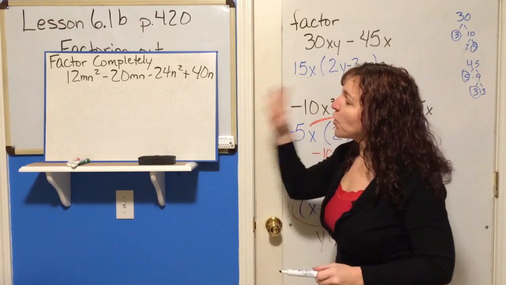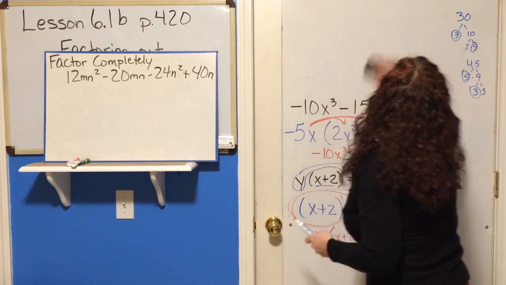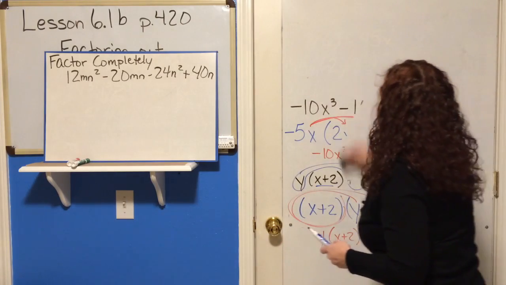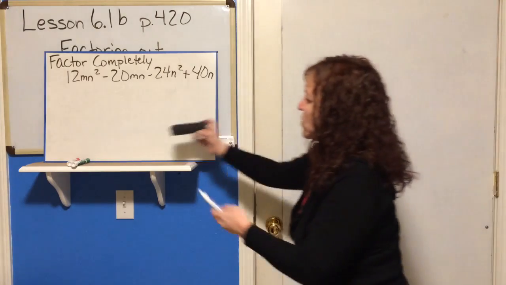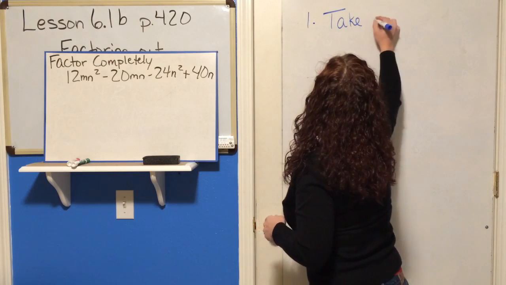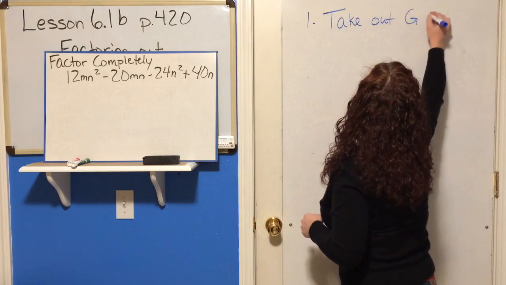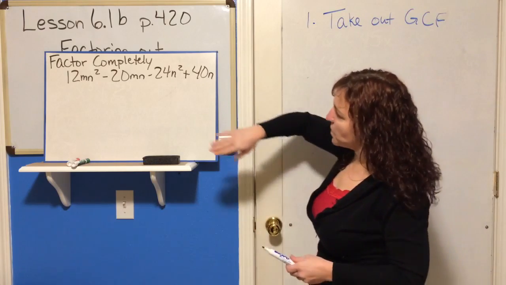Okay, so first step is always, always, always, and let's write that down. Write it down in your notes. The first step is to factor out the greatest common factor. All right, so step one, take out greatest common factor. Okay, so let's do that with this one.